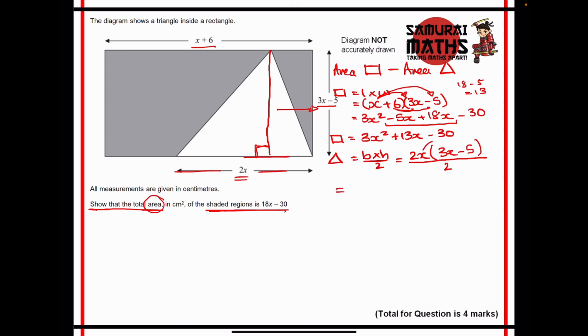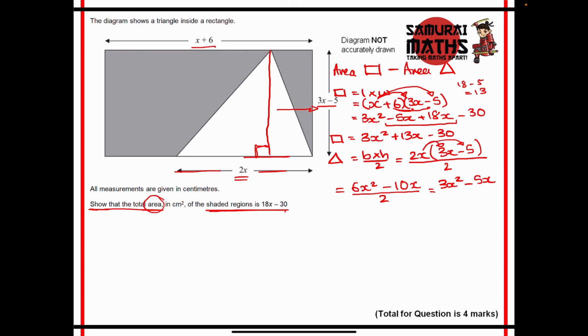So let's expand it. 2x times 3x is 6x squared. And then we got 2x times minus 5, which is minus 10x, all over 2. Now, if the numerator can be divided by the number at the denominator, then we can. So, can we divide 6 by 2? Yes, we can. And can we divide 10 by 2? Yes. So 6 divided by 2 is 3, so that will be 3x squared. Take away 10 divided by 2 is 5, so that would be 5x.